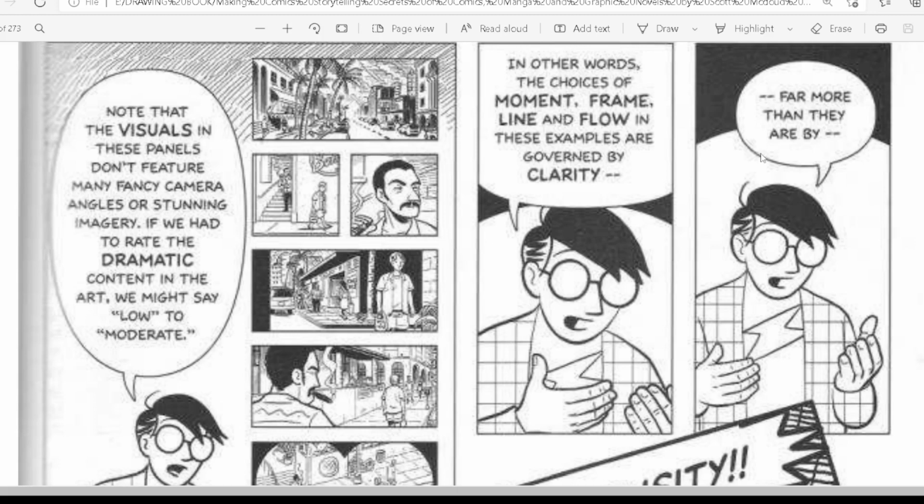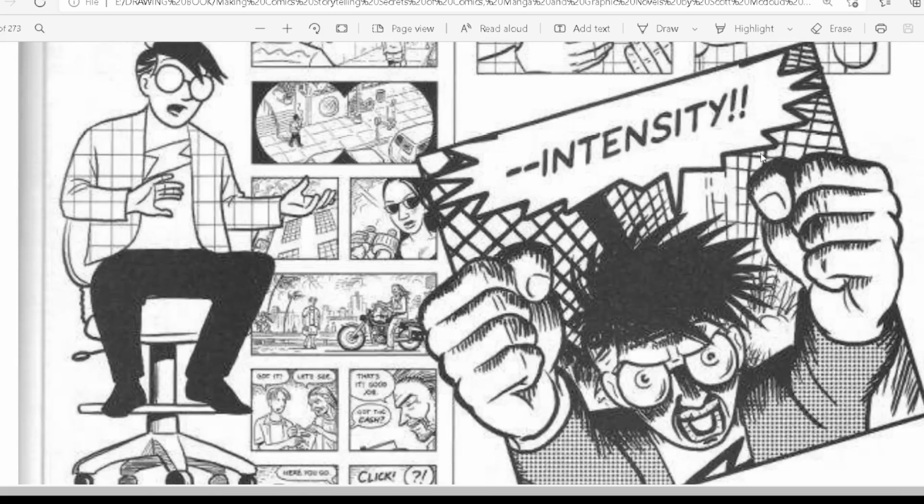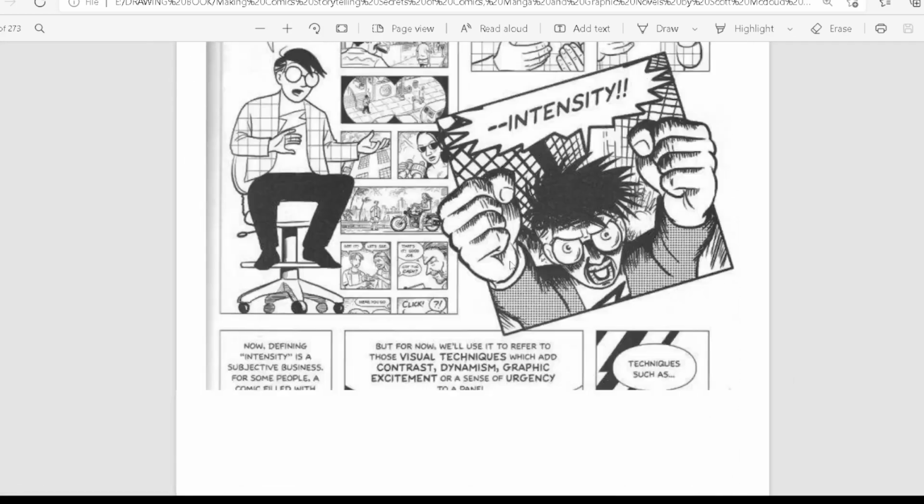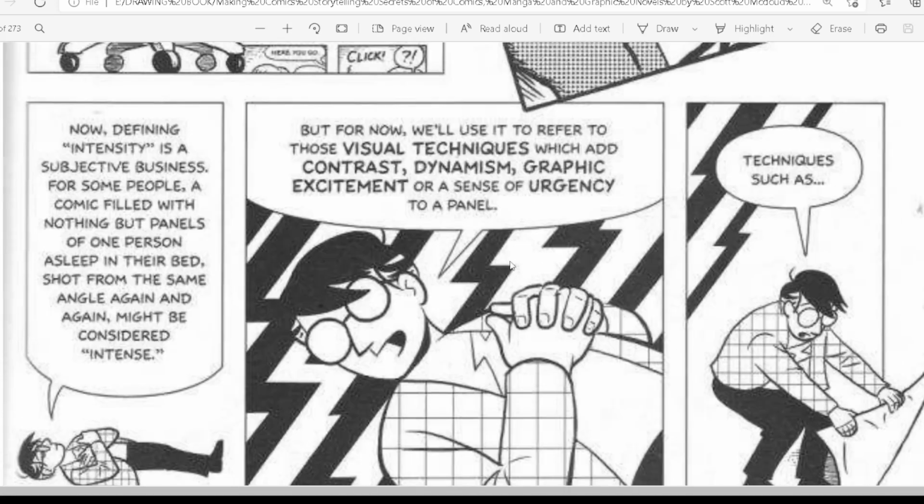For more than they are intensity. What the hell is it? Okay.